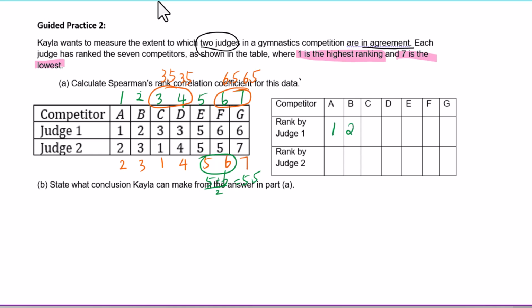Let's put these over here: 1, 2, 3.5, 3.5, 5, 6.5, 6.5, and 2, 3, 1, 4, 5.5, 5.5, 7. We will put this into the calculator to figure out Spearman's rank correlation coefficient.